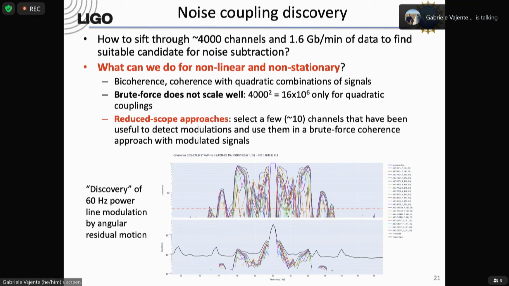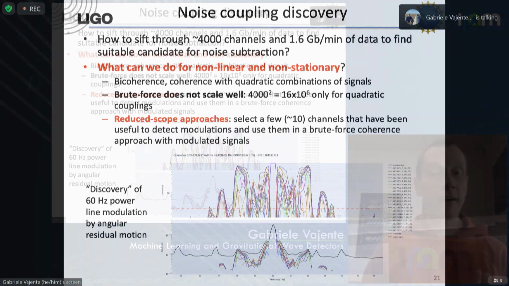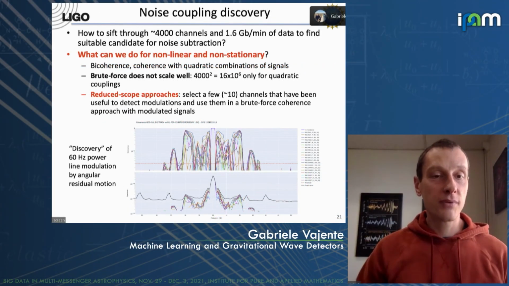And then the point is how do you actually assess if there is some nonlinear quadratic relation between those channels? You could use bicoherence, which is an extension of coherence with quadratic phase relation between signals, but this is computationally really too expensive. So far, it has been successful to use some reduced scope approaches.